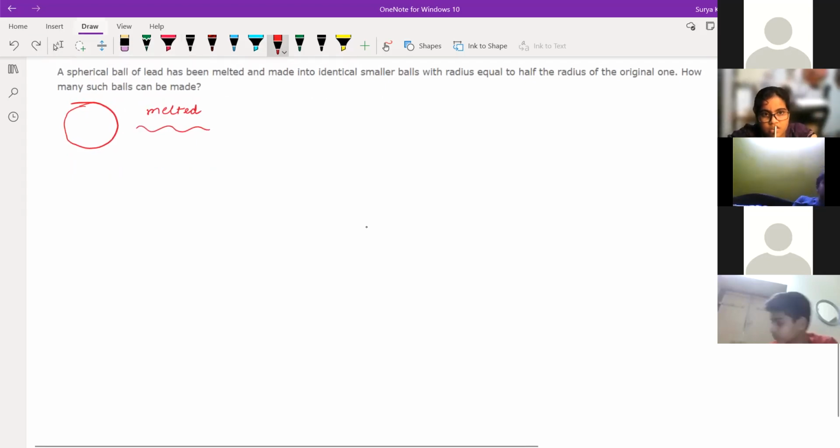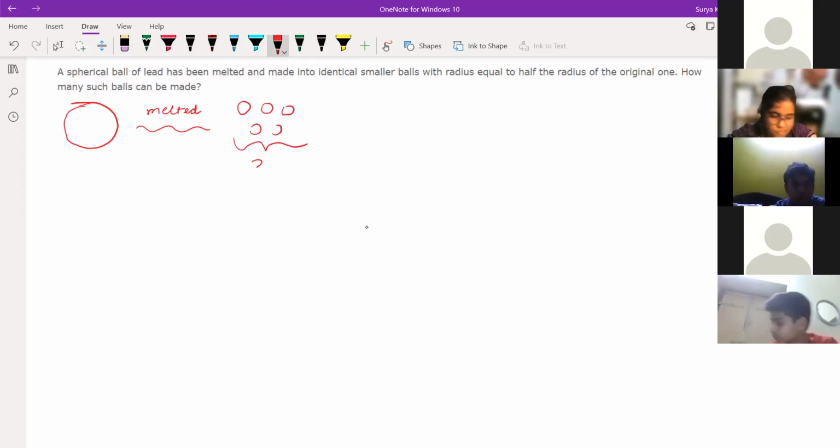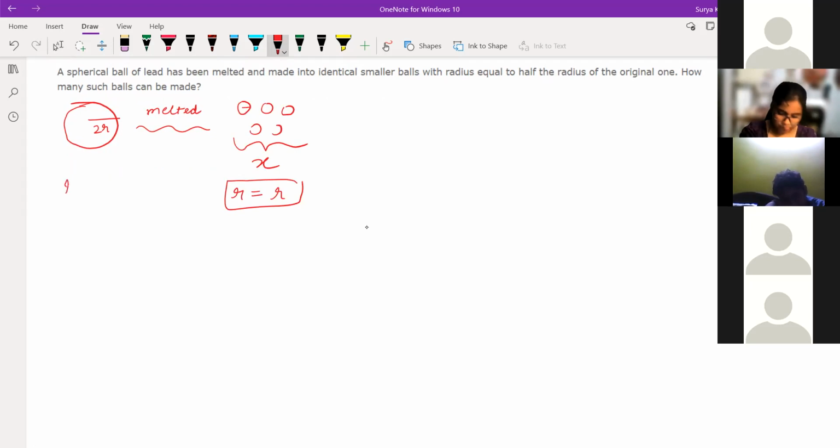Okay. The spherical ball of lead has been melted and made into identical smaller balls. See, smaller balls like this, okay? So we don't know how many smaller balls there are. We let it be X balls, okay? With radius equal to half the radius of the original one. Before it was R, or you can write 2R. That is better to use. So this becomes R radius. Isn't it R by 2? That you can also write. I'm writing 2R and R because it's easy to calculate. You can take R and R by 2 also, not a problem. Here the radius I'm taking 2R, here I'm taking R.